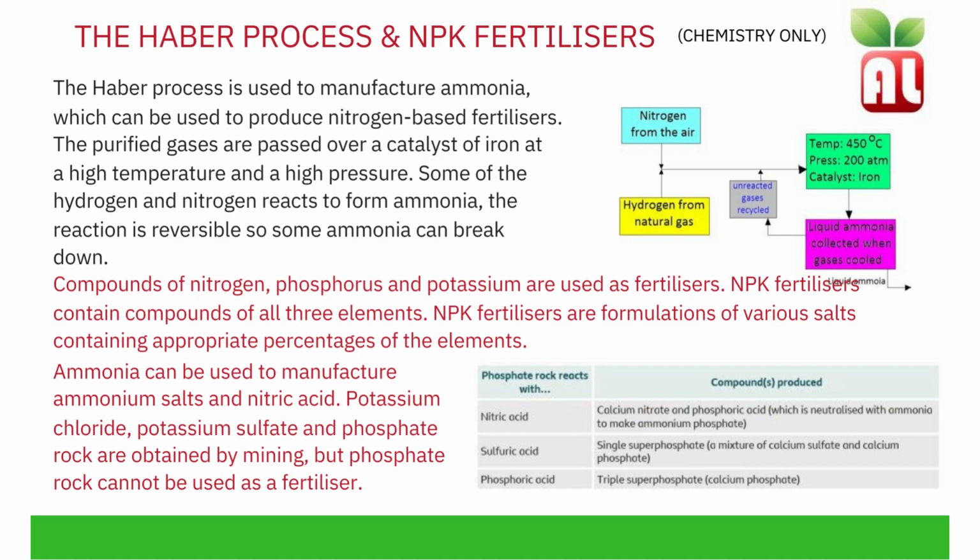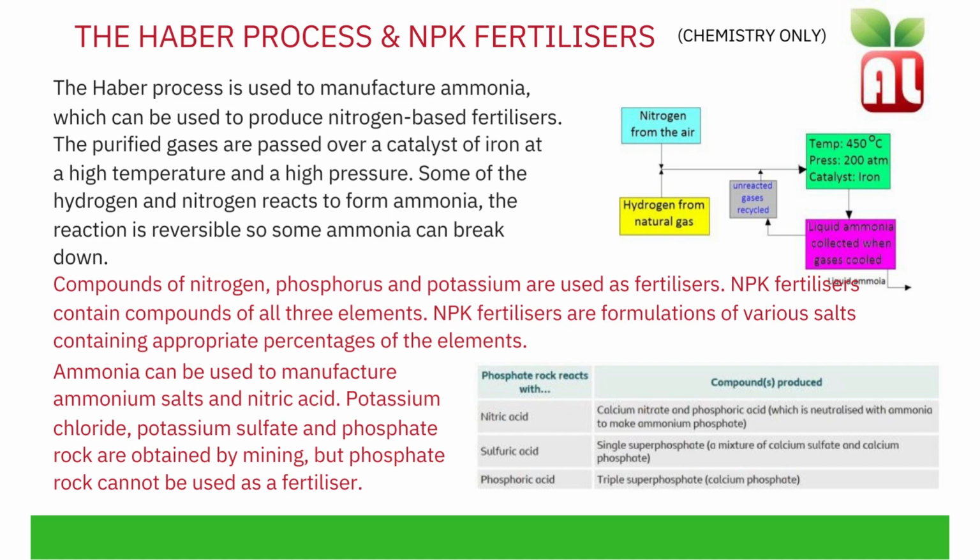Compounds of nitrogen, phosphorus and potassium are used as fertilisers. NPK fertilisers contain compounds of all three elements, N being the symbol representing nitrogen, P the symbol to represent phosphorus, and K being the chemical symbol representing potassium. NPK fertilisers are formulations of various salts containing appropriate percentages of the elements. Ammonia can be used to manufacture ammonium salts and nitric acid.